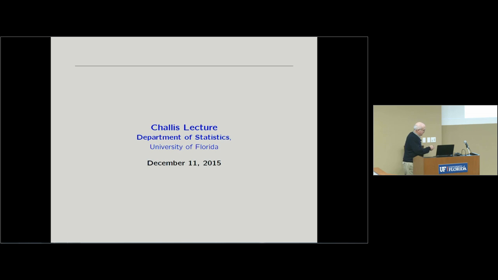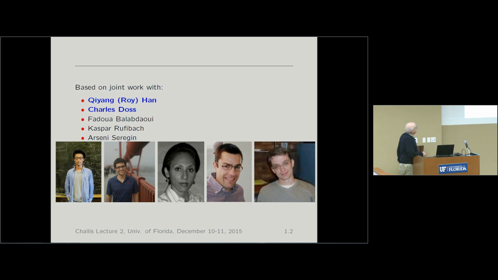This talk is based on joint work with a whole bunch of younger people. A lot of this talk is based on work with Roy Han at the University of Washington. He's one of our current graduate students. Charles Doss, who's a former graduate student at the University of Washington, now at Minnesota, known to some of you here, I believe. This is Fadoua Balabdaoui, who is another PhD student at the University of Washington. That's Kaspar Rufibach, who is a student of Lutz Dümbgen in Bern, Switzerland. And Arseni Seregin, who is another PhD student of mine at the University of Washington. All these people have helped me understand this material and been a great spur to research. And their enthusiasm is partly the reason I'm able to talk about this today, I must confess.